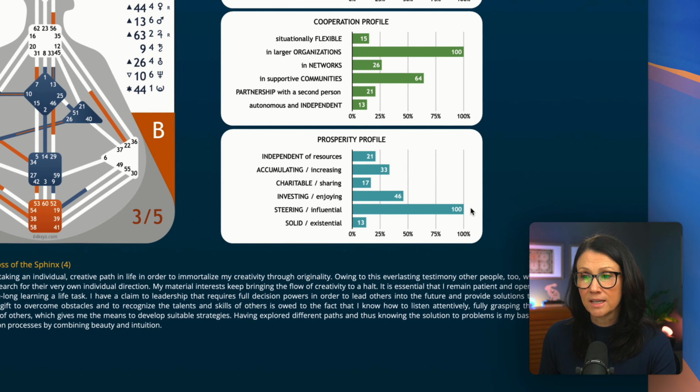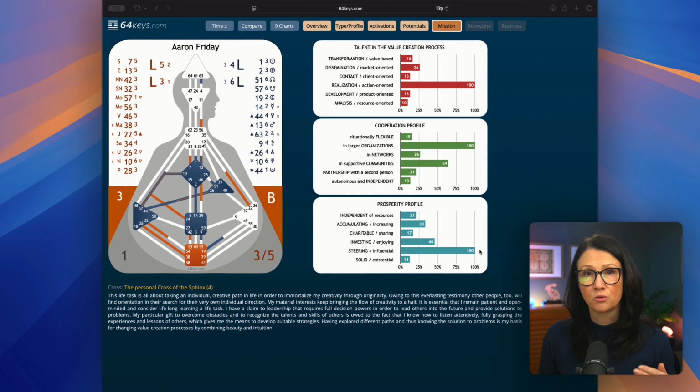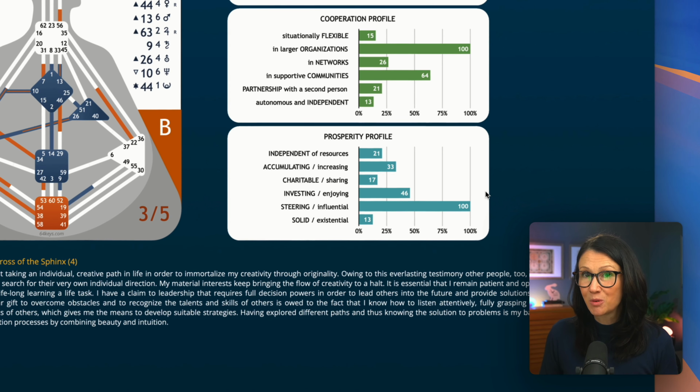Steering influential is about not having so many resources for yourself, but rather having an influence on how other people use their material resources or their energy. So you have a talent for being influential, for steering the resources of others, and thereby creating prosperity for yourself.